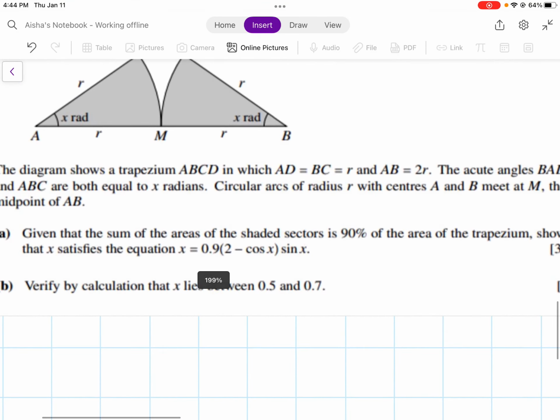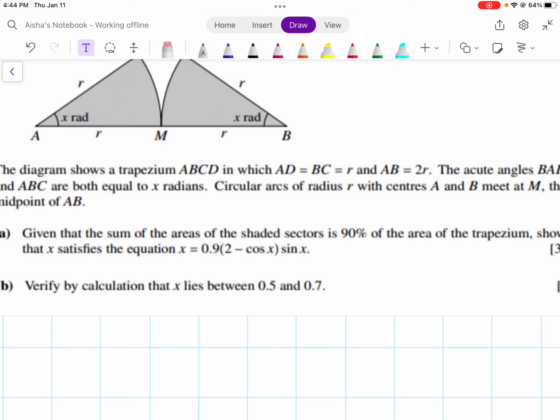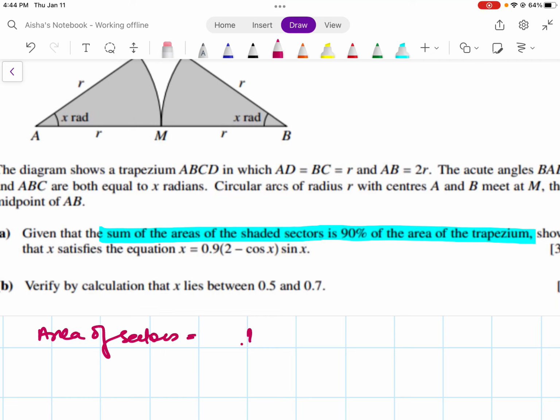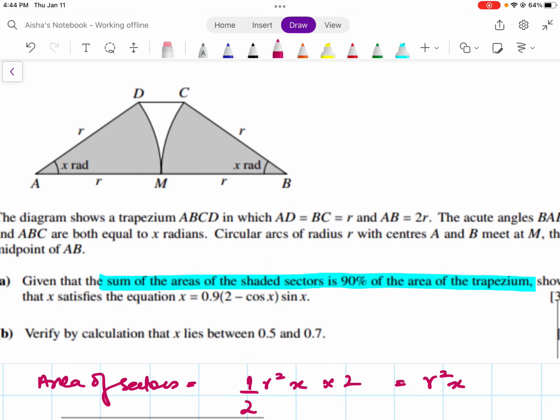Okay. So the question here says, given that the sum of areas of the shaded region is 90% of the area of the trapezium. Area of sectors is going to be half r square theta, theta is x here, multiplied by 2, so it's r square x. Now for the trapezium, this entire length is 2r, but we don't know the height of the trapezium. Can you find it out?